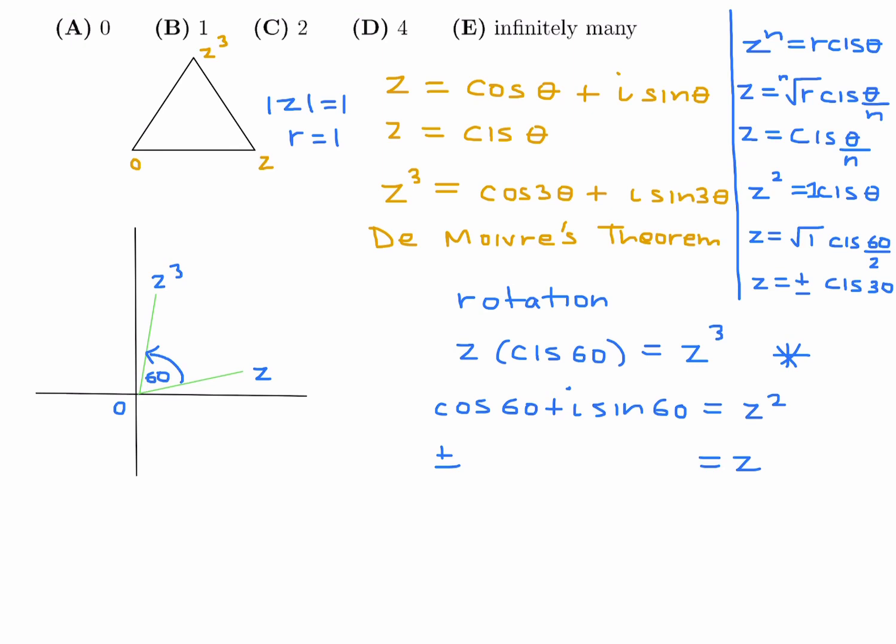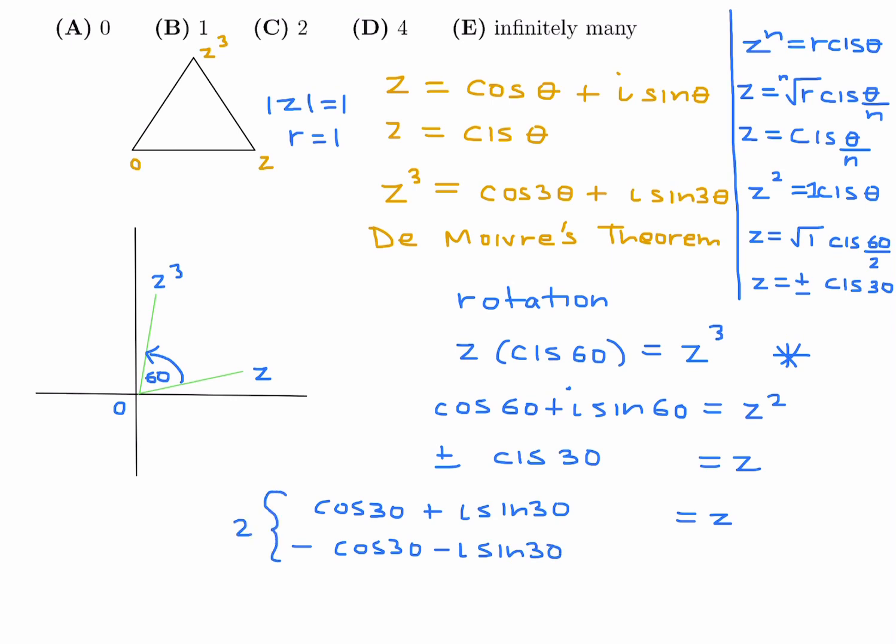So that would give me either cis 30, right? The theta value, I should say. So that gives me cos of 30 plus I sine 30, or minus cos of 30 minus I sine of 30. Okay, so that gives me two values.